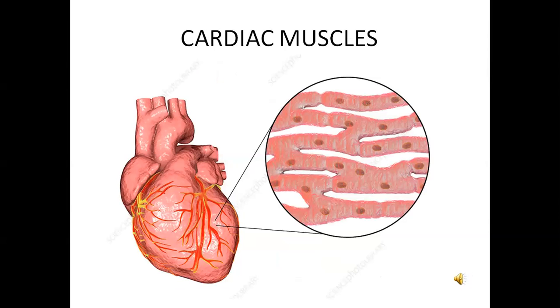The next muscle is cardiac muscle. The walls of the heart are made up of cardiac muscles. They are capable of rhythmic contraction continuously and are involuntary in nature.